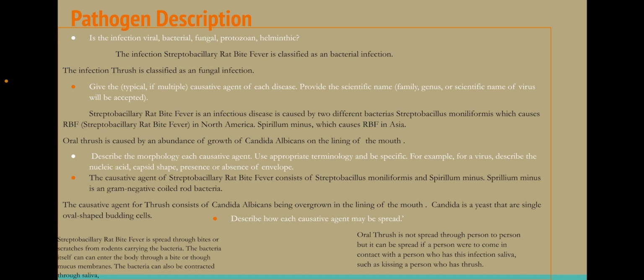Describe how each causative agent might be spread. Streptobacillary rat bite fever is spread through bites or scratches from rodents carrying the bacteria. The bacteria itself can enter the body through a bite or through mucous membranes. The bacteria can also be contracted through saliva. Oral thrush is not spread person to person, but it can be spread if a person were to come in contact with the saliva of a person who has this infection, such as kissing a person who has thrush.